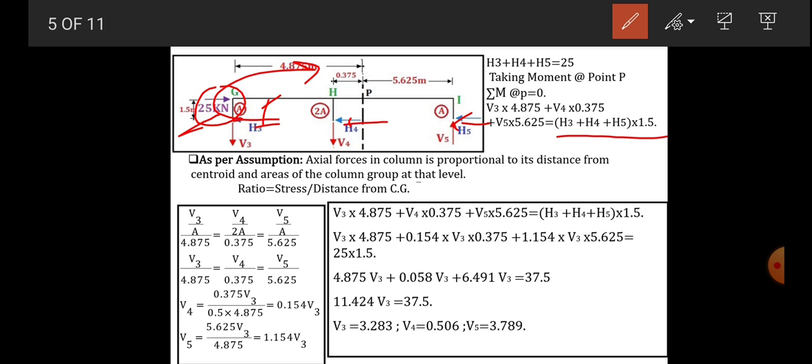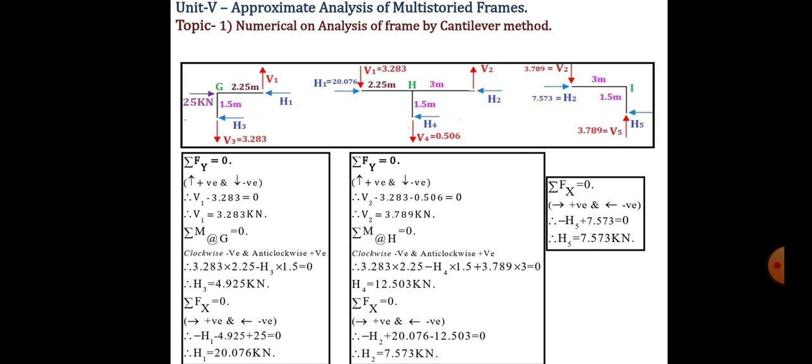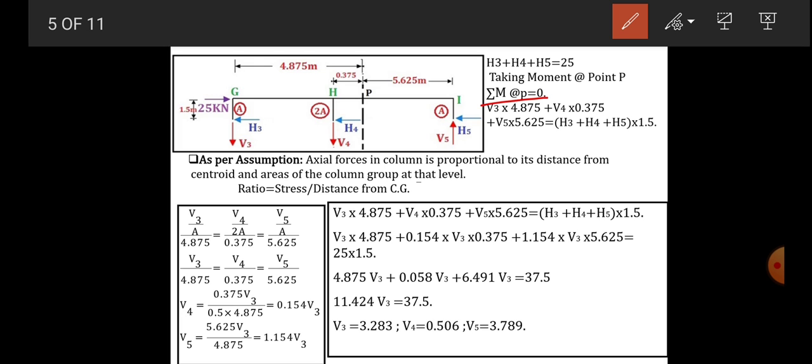Now what about this 25 kilonewton force which is passing through point P? So it becomes 0. In the moment calculation, V3, V4 and V5 are there, P point is here, so total forces are 3: V3, V4, V5. Yes, they are there. And these horizontal forces are also 3. Only this 25 is passing through P, so that's why its moment will be 0.